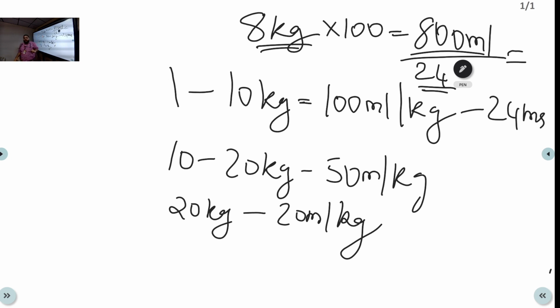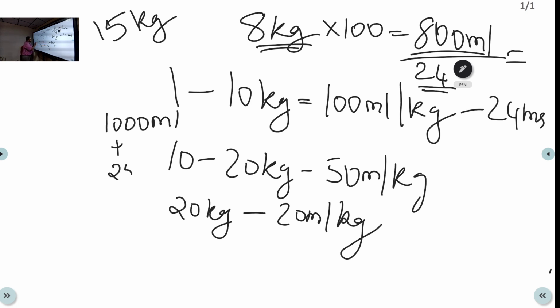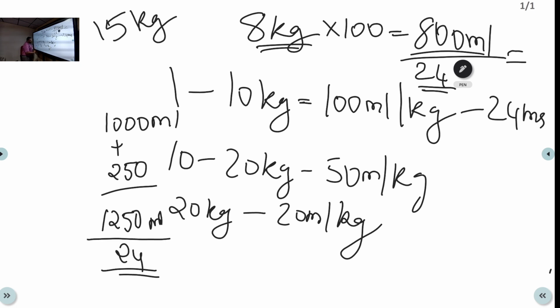Now we will do for a 15 kg child. So the first 10 kg it is 100 ml per kg. So it is 1000 ml, right? For the next 5 kgs, 5 into 50, so plus 250. So 1250 ml you need to give in 24 hours. So that is the maintenance fluid that is required for that child.